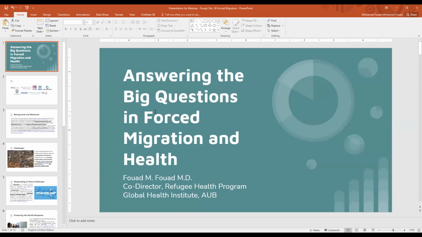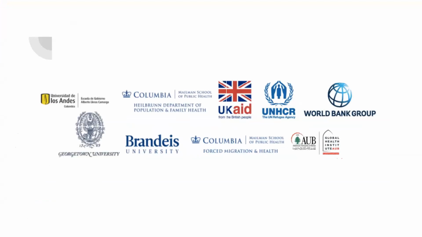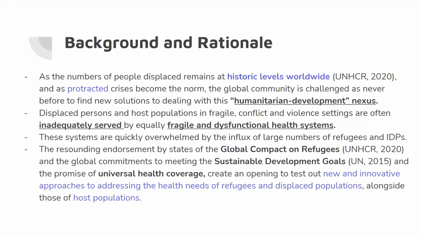So we're talking about another project, which is a bit different from what Lisa mentioned. Here we're talking about big questions, which sometimes could seem quite strange when talking about a very old issue, which is migration, forced migration, and still we have big questions to answer. It responds to a request by the World Bank. A group of academic institutes, including Columbia, Brandeis, Georgetown, Los Andes in Colombia, and AUB GHI, responded in collaboration with UK Aid and UNHCR to try to answer these big questions raised by the World Bank.